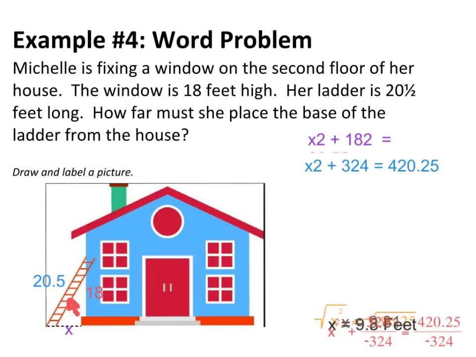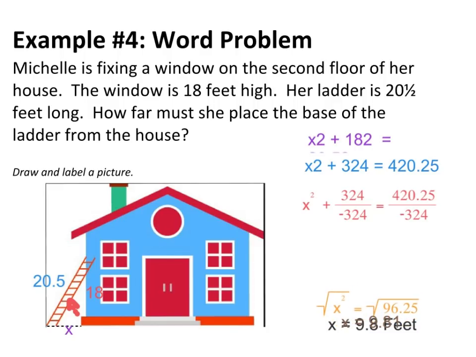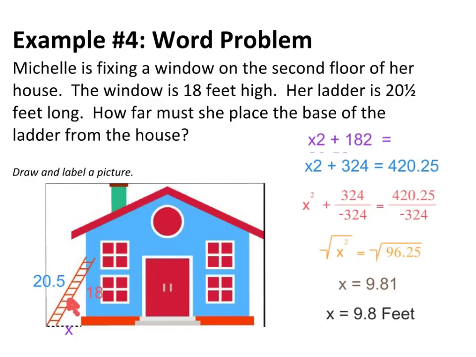Now I've got an equation, so I've got to subtract 324 from both sides. So I'm going to do that. When I subtract 420.25 minus 324, I end up with 96.25. But I don't want to know what x squared is. I want to know what x is. So I'm going to square root both sides. When I do that, I end up with x equals 9.81, and so on forever. But I'm going to round that to the nearest tenth, and I end up with x equals 9.8 feet. All right, let's take a look at the last one.